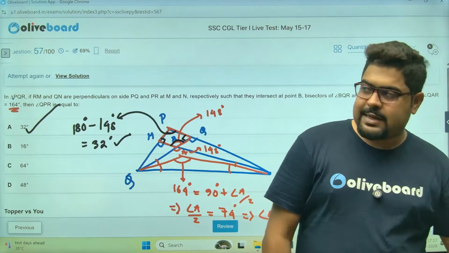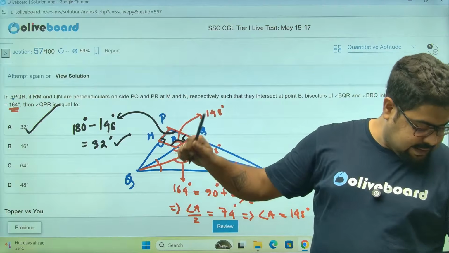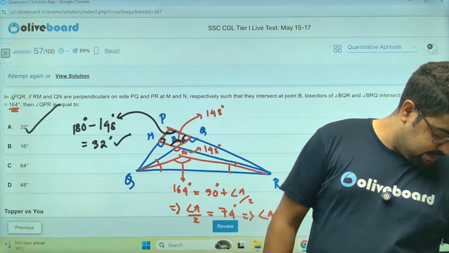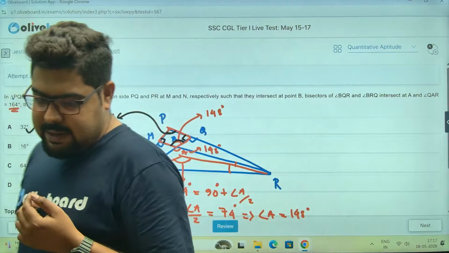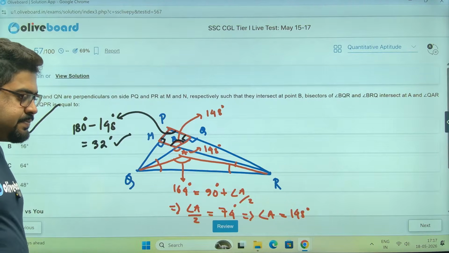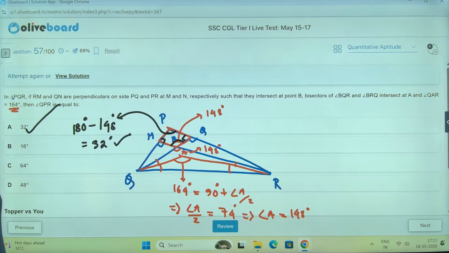Please mention the question number. This is 57. You want 56, 57? Just mention the question number. I will definitely repeat. Tell me, which one?